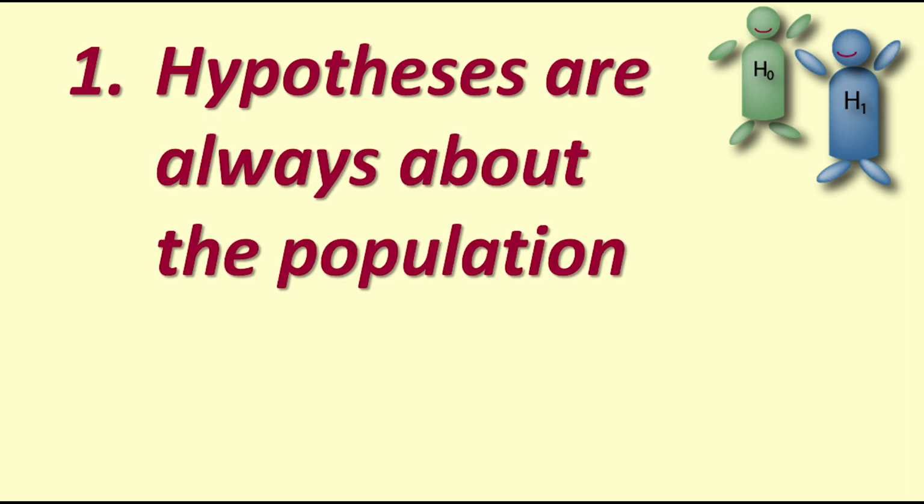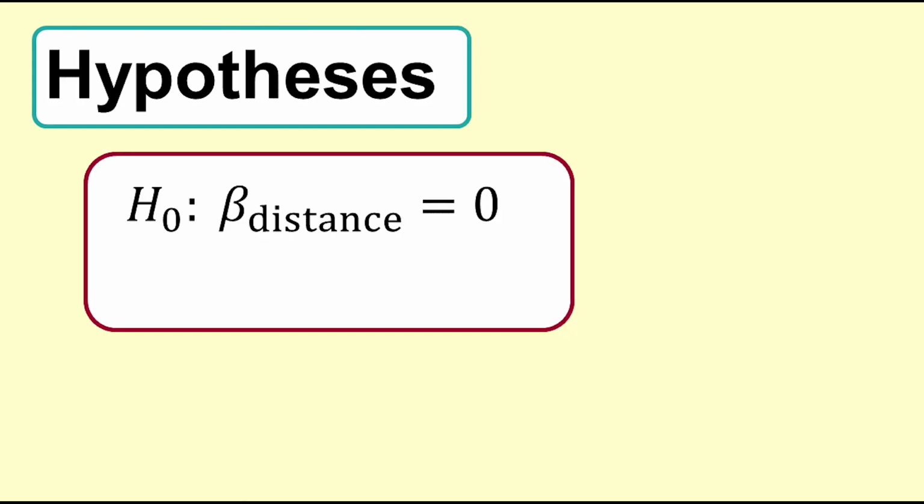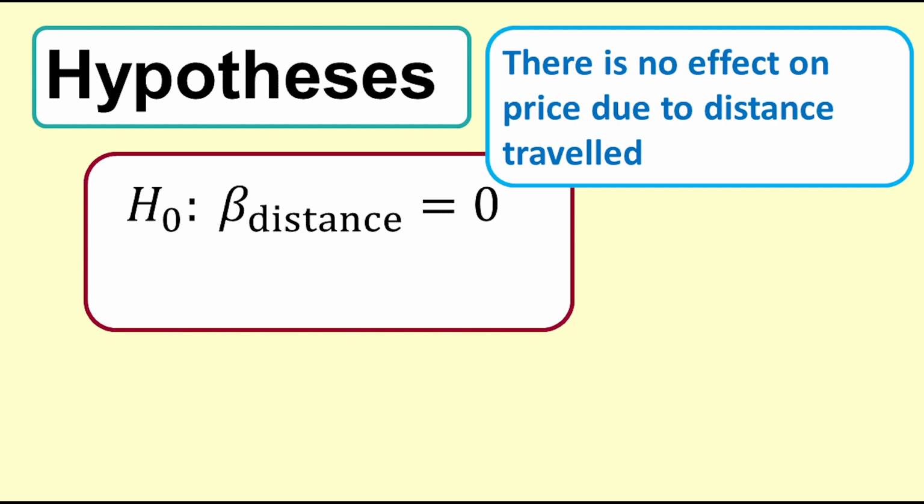Hypotheses are always about the population parameter. In the sample model, developed from the sample data, the coefficient of distance is -25. We wish to test if there is evidence from the sample that the coefficient of distance in the population from which the sample is drawn is different from 0. Our null hypothesis is that beta subscript distance is 0. There is no effect on price due to the distance travelled in the population.